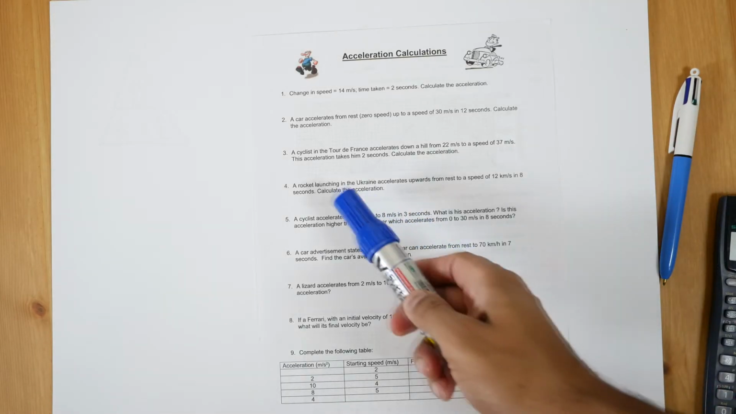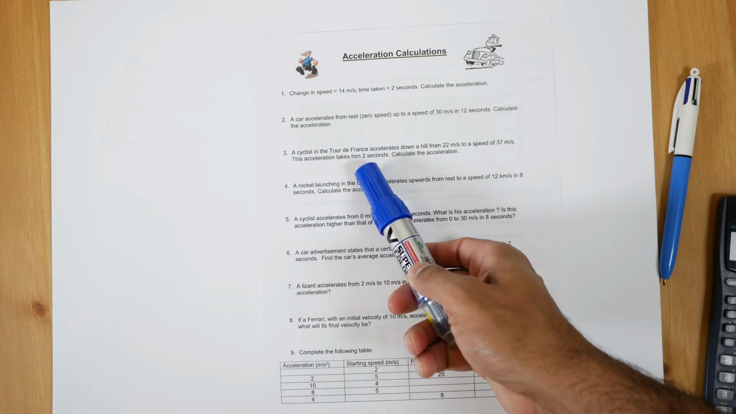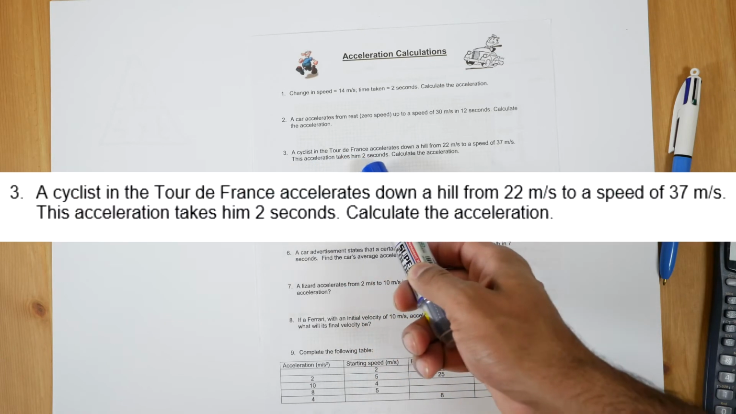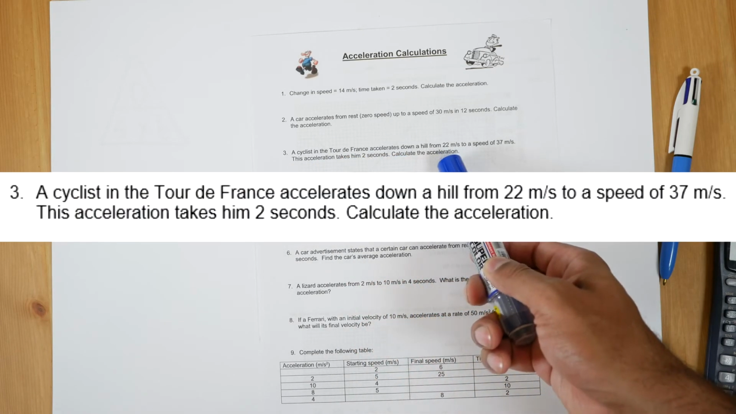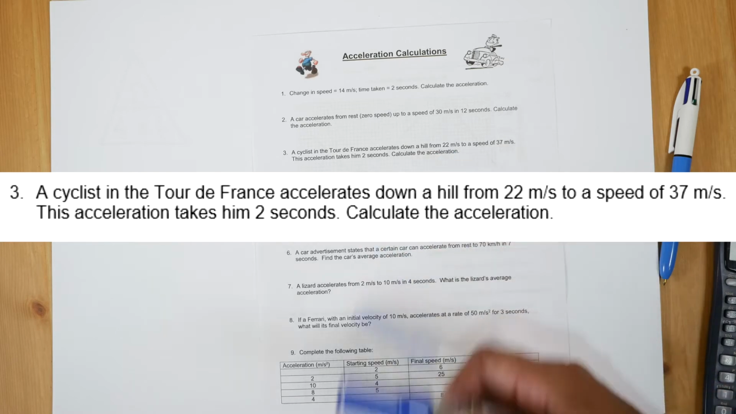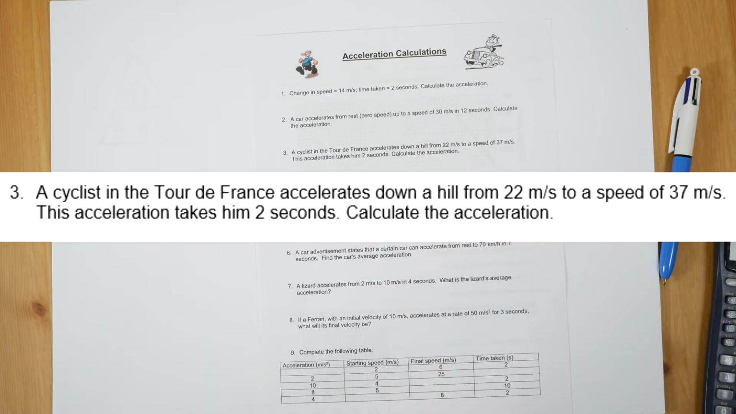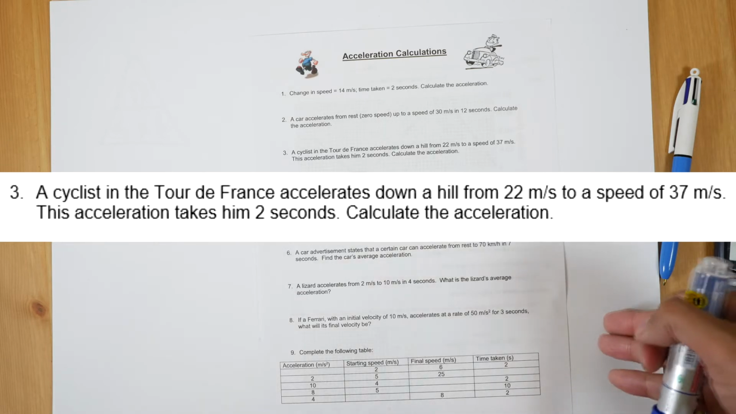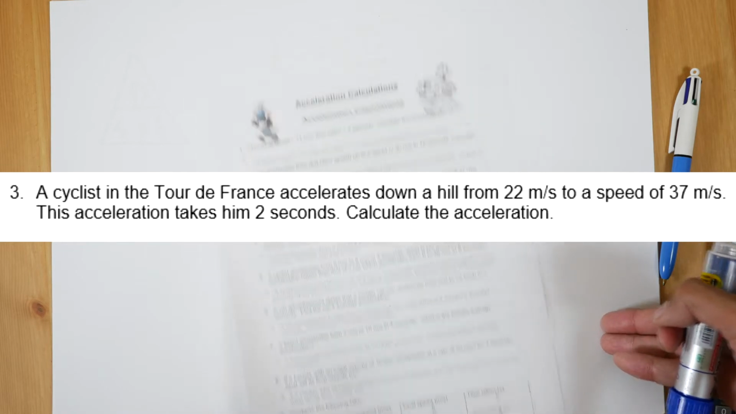I'm going to have a look at question number 3 over here. It says a cyclist in the Tour de France accelerates down a hill from 22 meters per second to 37 meters per second. This acceleration takes him 2 seconds. Calculate the acceleration. So let's try that out.